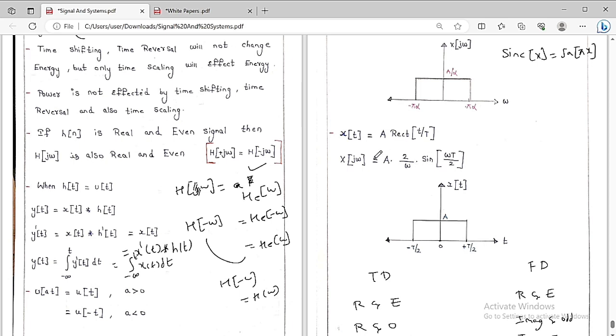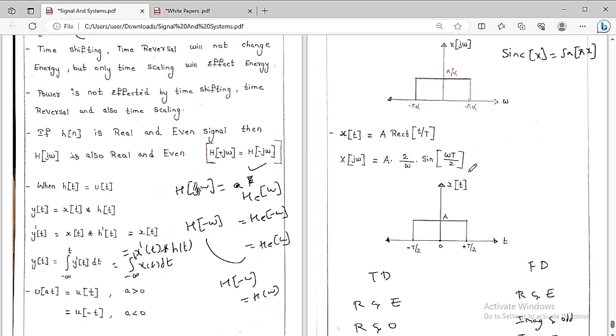The next thing is, if x of t is equal to A into rectangle of t by T, it means it is having an amplitude of A, period of capital T, meaning A from plus T by 2 to minus T by 2. That is the meaning of this. Just now we have discussed, right? For A into rectangle of t by T, it is having an amplitude of A, period of capital T in the time domain. Then what is the Fourier transform?